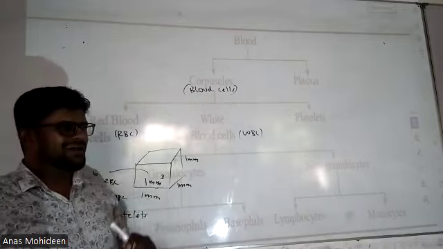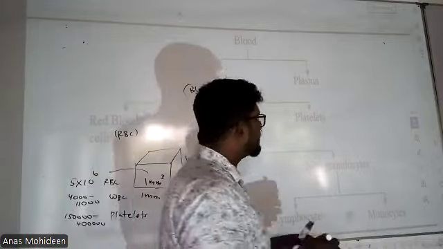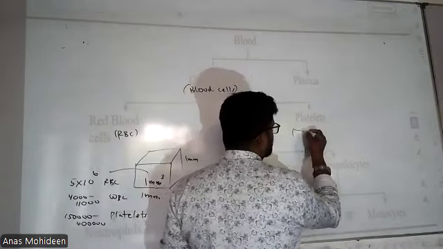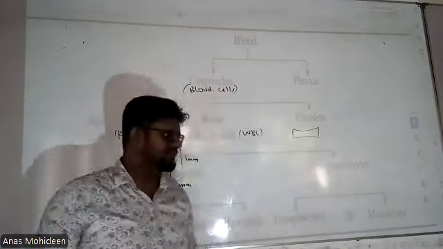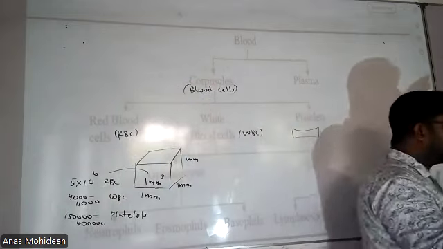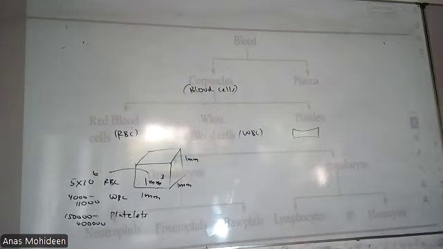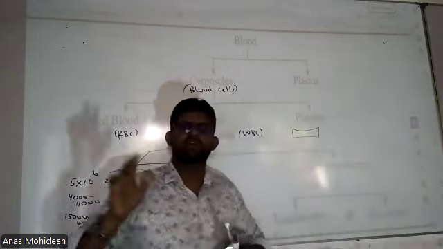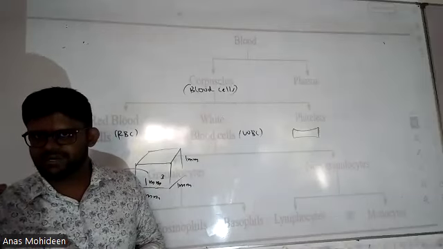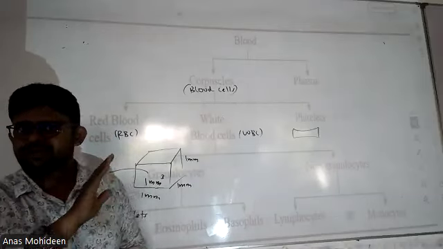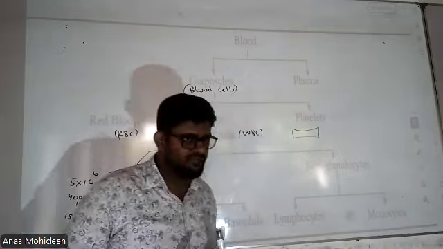Second, red blood cells have a biconcave shape. Biconcave means both sides are concave, like a button. Both sides are in. Biconcave disc-like cells are these red blood cells. White blood cells are not biconcave. That's the second one. Red blood cells are biconcave, WBC white blood cells are not biconcave.